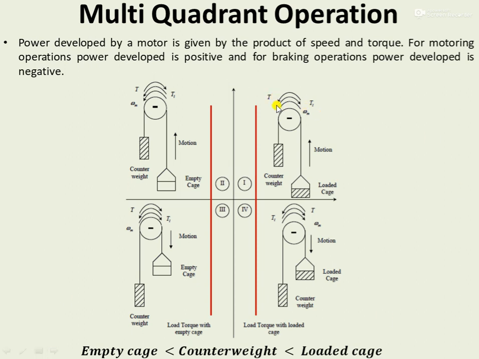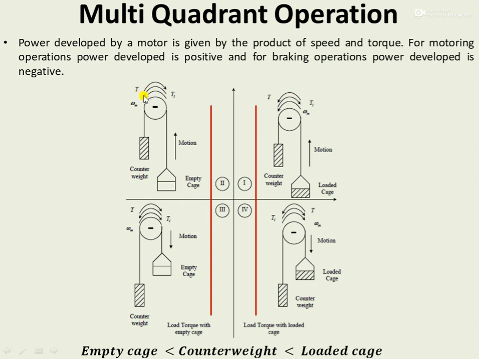So in this first quadrant, the second arrow is indicating the load torque, which is actually opposite to that of the motor torque. Here the motor torque was in anti-clockwise direction, which is assumed to be the positive torque. So the load torque will definitely be in clockwise direction. But in the second quadrant, the motor torque is in clockwise direction, as the torque is of negative polarity.